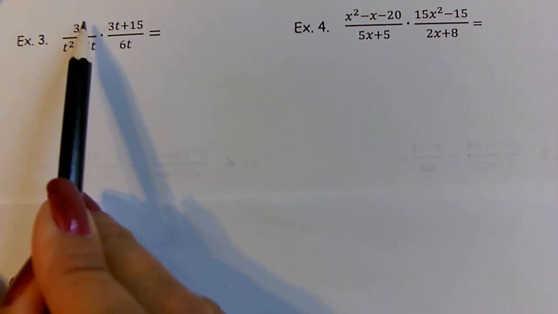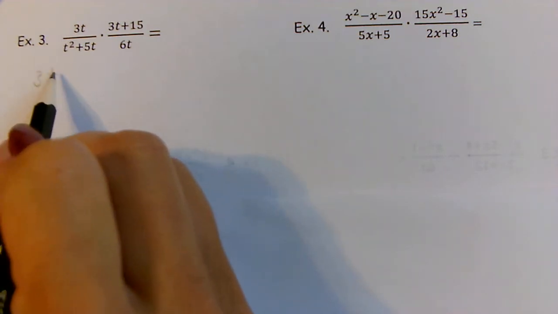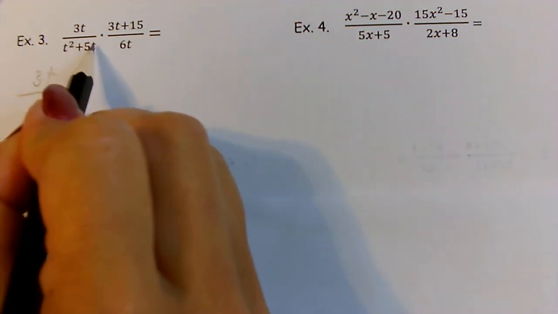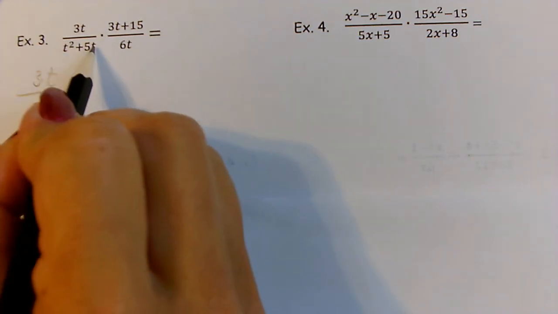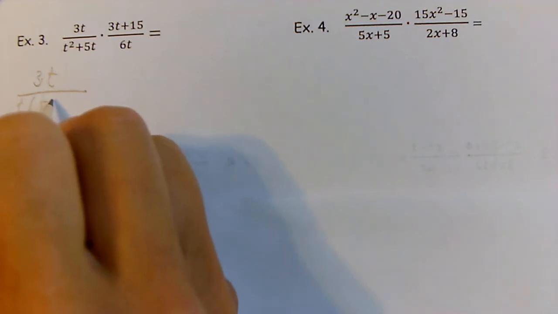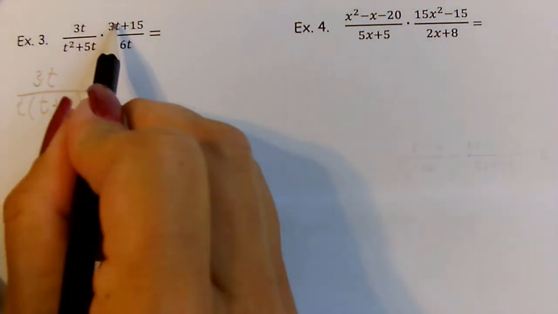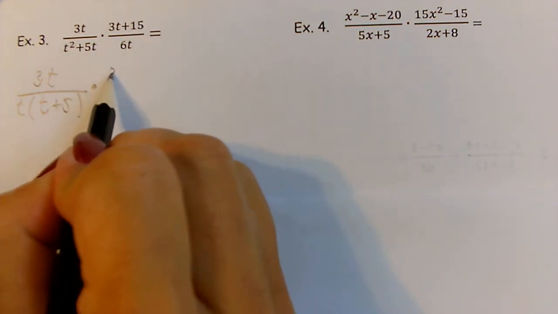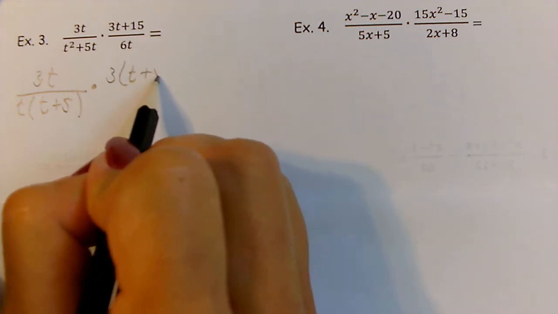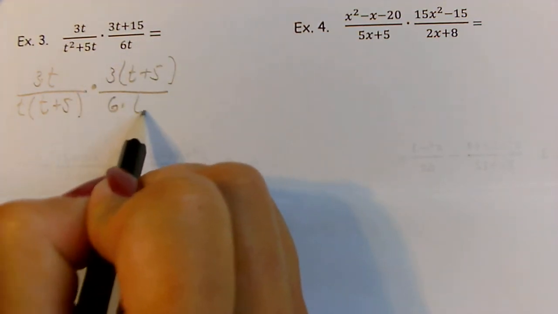So now we have to make sure we factor everything that we can. So we do not need to factor 3t. I can write it like 3 times t if I want. Doesn't make a difference. In this denominator, I have a common factor of a t. I'm going to pull that out, put up my parentheses. T, I'll be left with t plus 5. Here I have a GCF, a common factor of 3. 3 times t gets me 3t. 3 times plus 5 would get me 15 over 6t.